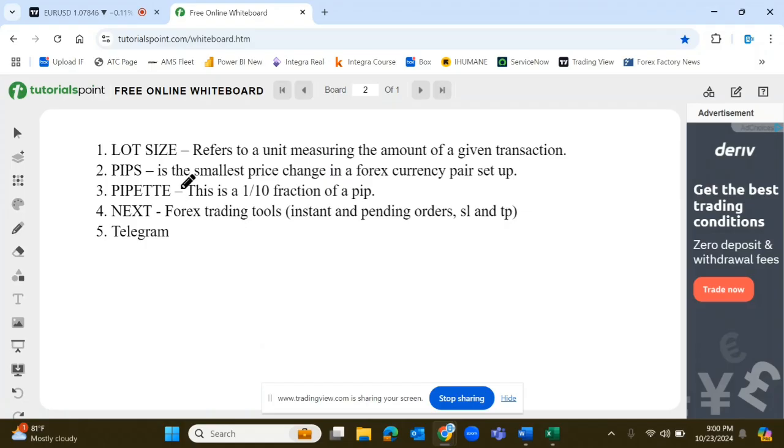Okay, so today we will be discussing what lot size means elaborately, and then we will discuss what pips are and then what pipettes are. I want you guys to pay so much attention, and I will try my best to explain these things to you at the basic molecular level, such that even if you are hearing about these terminologies for the first time, you will understand what they mean in reality in Forex.